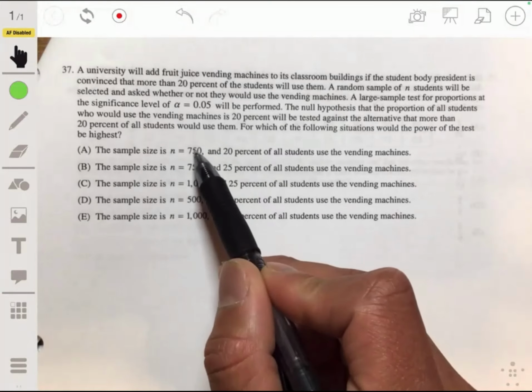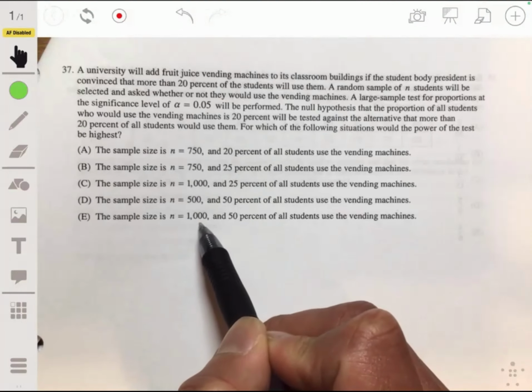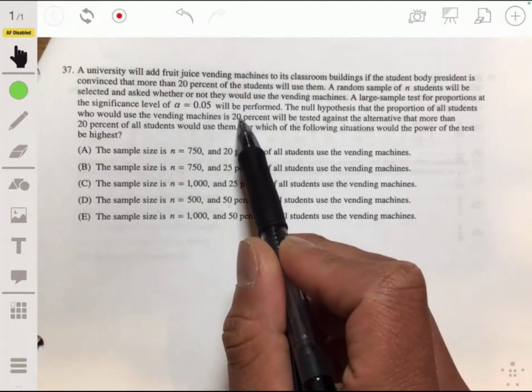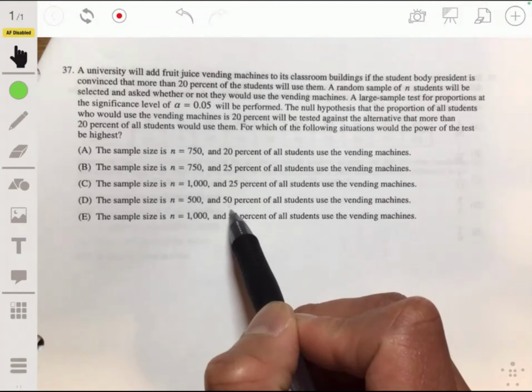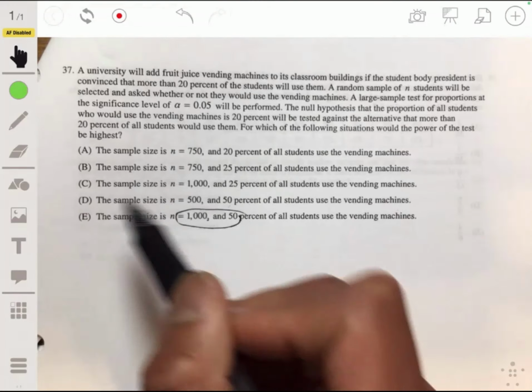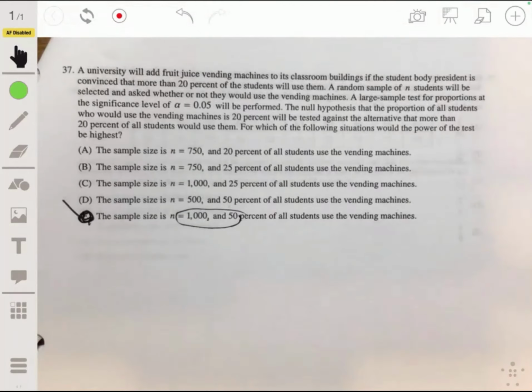So we got samples of 750, 1,000. We can see 50% is the farthest value away from 20, and 1,000 is the largest sample. So I'm going to say E is going to be our answer here.